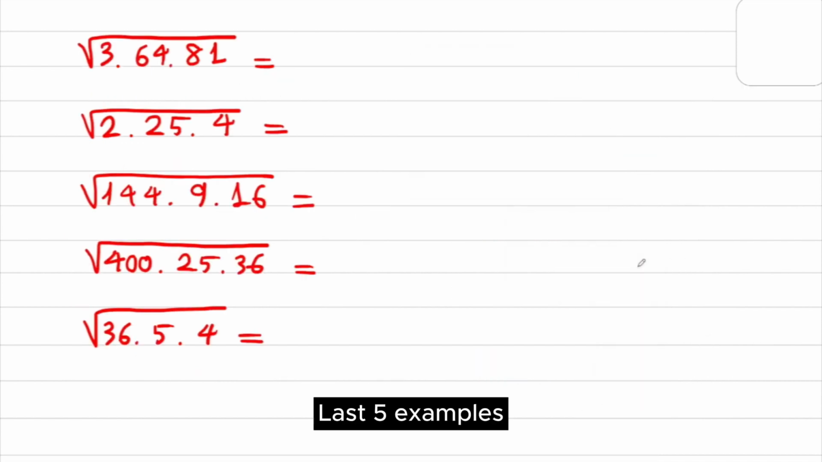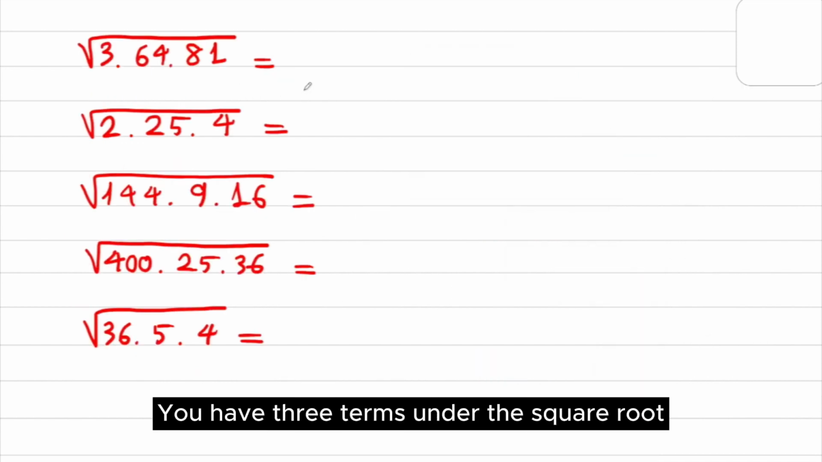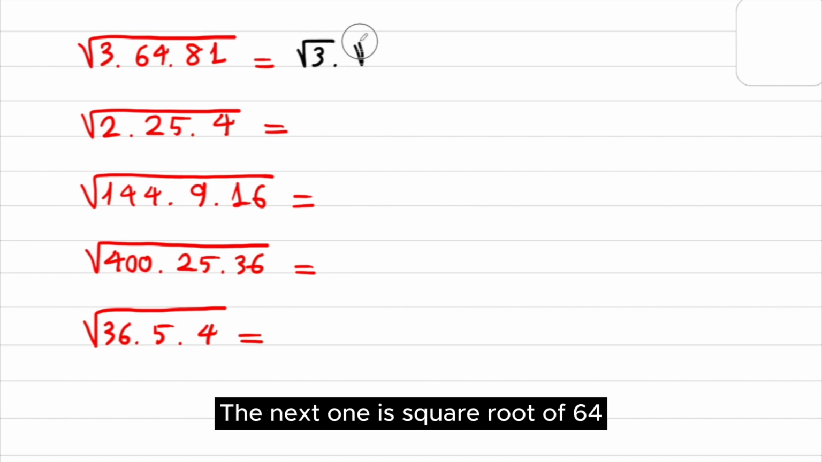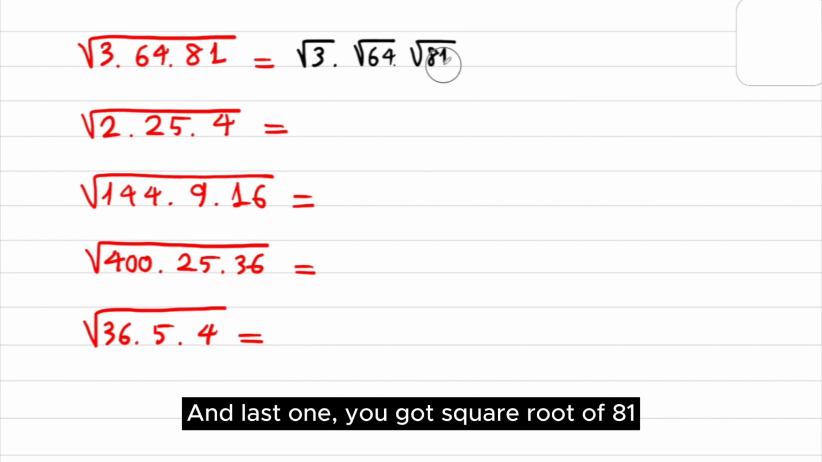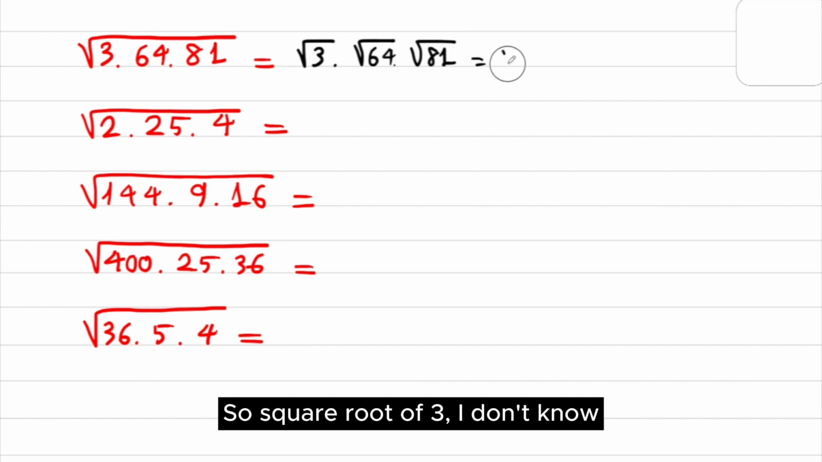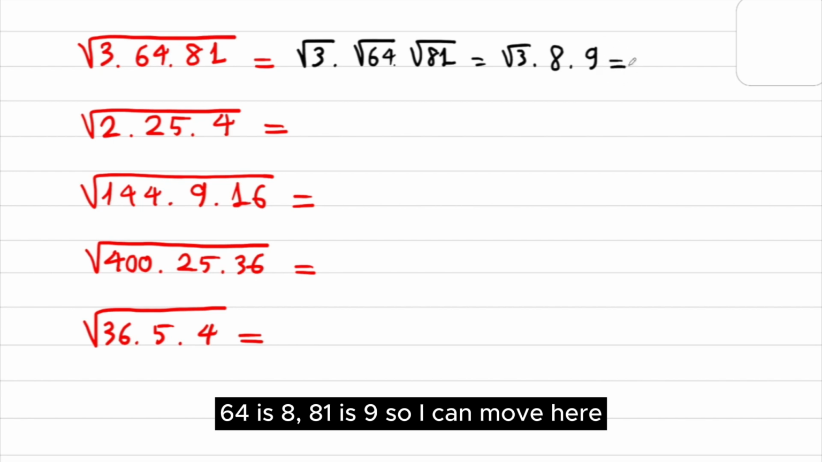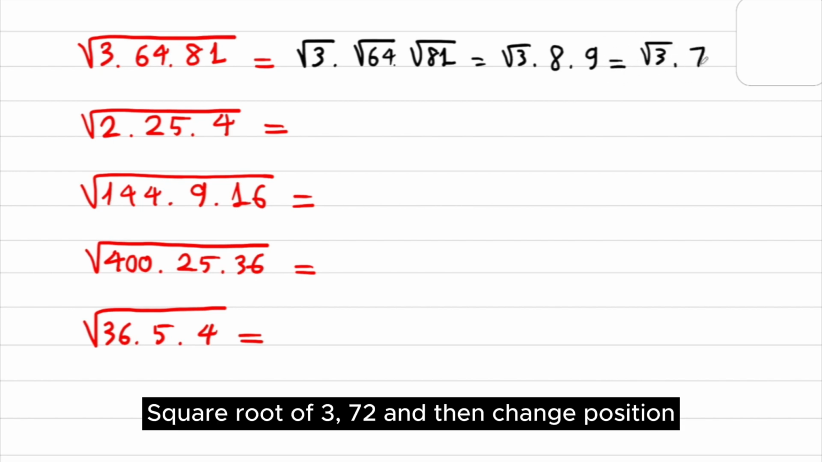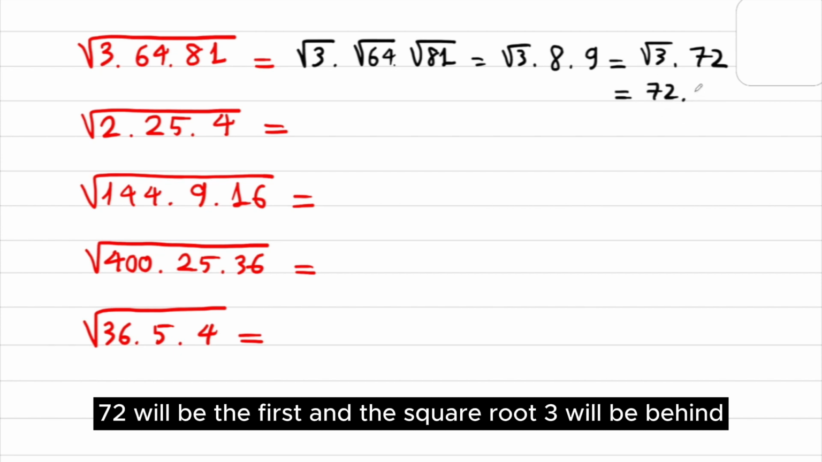Last 5 examples. For these 5 questions, you have 3 terms under the square root. So one by one, you can work it by yourself. Here is square root of 3. The next one is square root of 64. And last one, you got square root of 81. So square root of 3, I don't know because this is not a square number. 64 is 8. 81 is 9. So I can move here. Square root of 3, 72, and then change position. 72 will be the first, and the square root 3 will be behind.